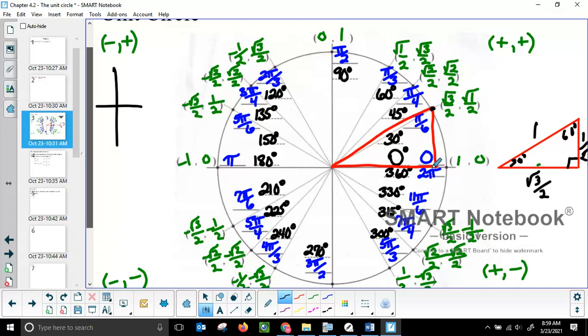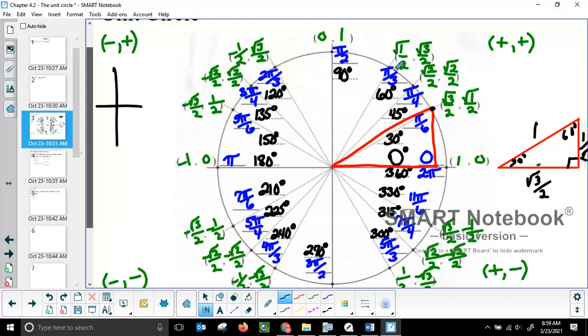Does that make sense though? Yes, sir. All right. And then my y coordinate tells me how far I have to go up. Right. So I had to come up 1/2. Does that make sense? And you can do this for absolutely any triangle on here, right?